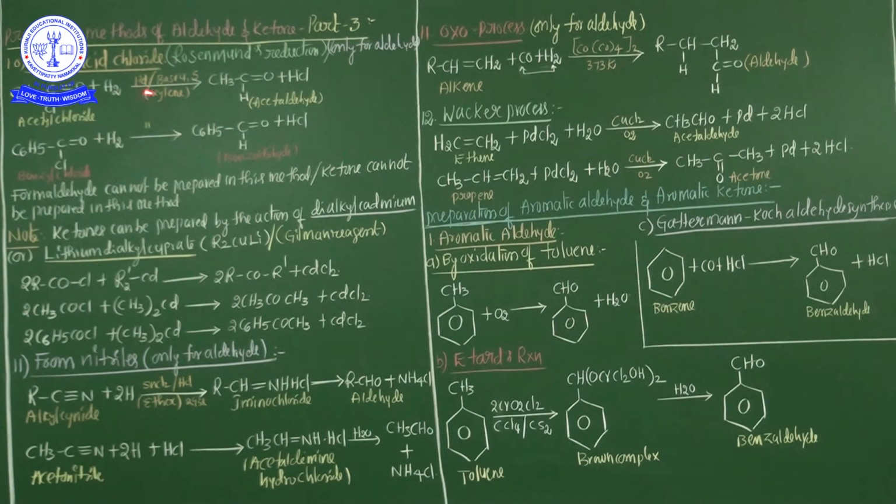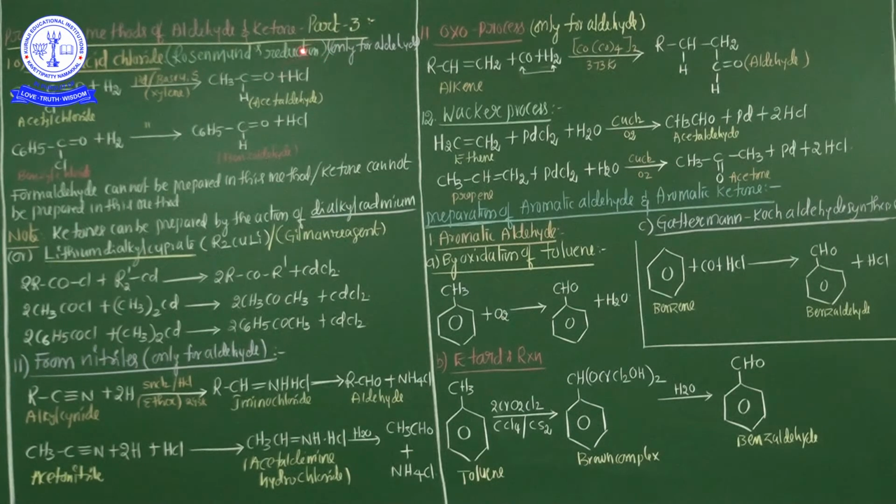Now in this session, first, the 10th preparation method: from acid chloride. This is commonly named the Rosenmund reduction, a named reaction. In this process, only aldehydes are prepared, so underline this point. From acid chloride, the named reaction is the Rosenmund reduction, and only aldehydes are prepared.